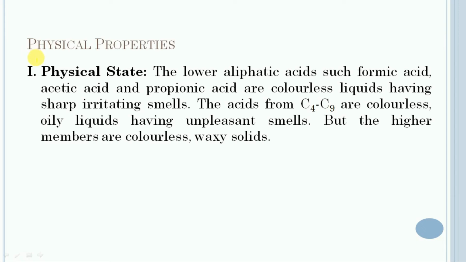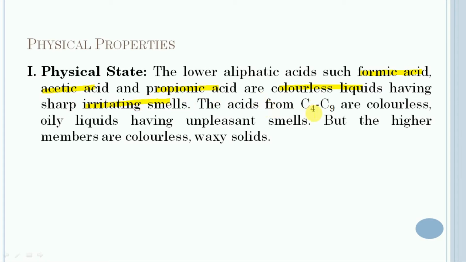Next is the physical properties of carboxylic acid. The first one is the physical state. The lower aliphatic acids such as formic acid, acetic acid and propanoic acid are colorless liquids having a sharp, irritating smell.